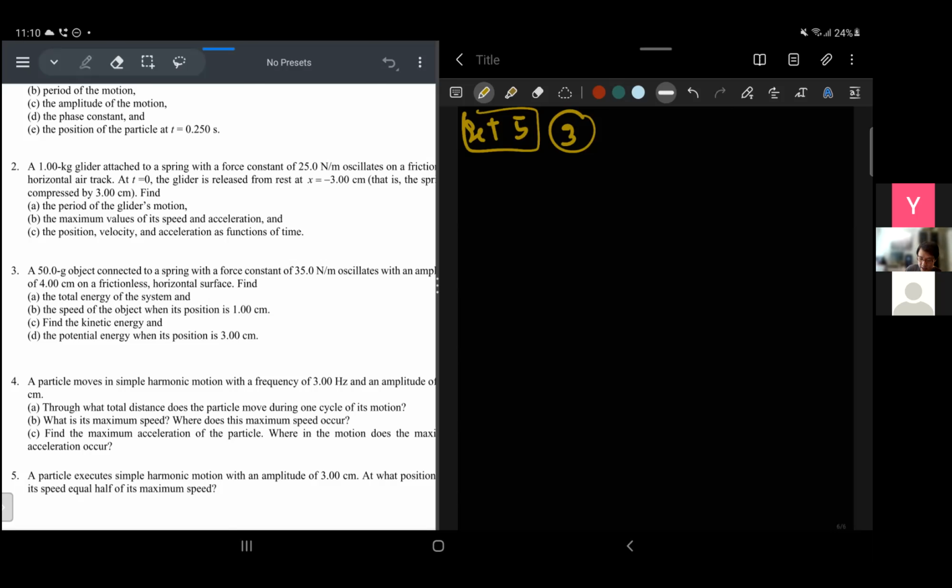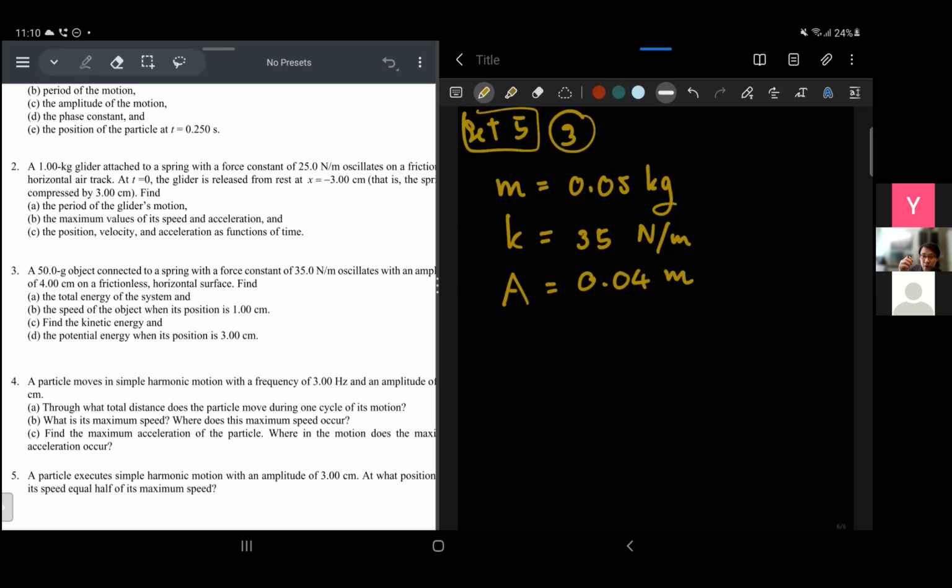For this one, there are a couple of ways that you can approach it, but the key is the mass of the object is 50 grams. So let me turn this into kilograms. So it's 0.05 kilogram. And the force constant is given, so you know the k of the spring, 55 Newton per meter. And the amplitude A is also given to be 4 centimeters. So let me turn it into the SI system. Now, what is the total energy of the system?